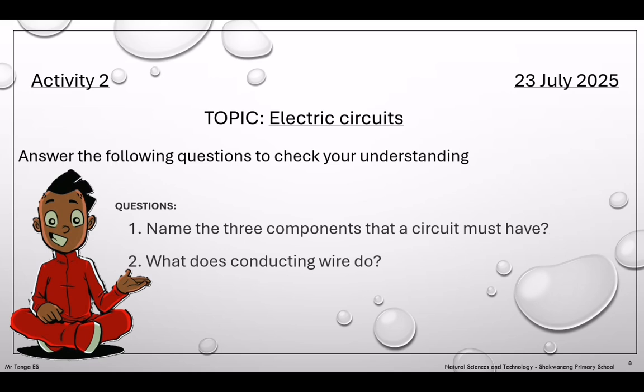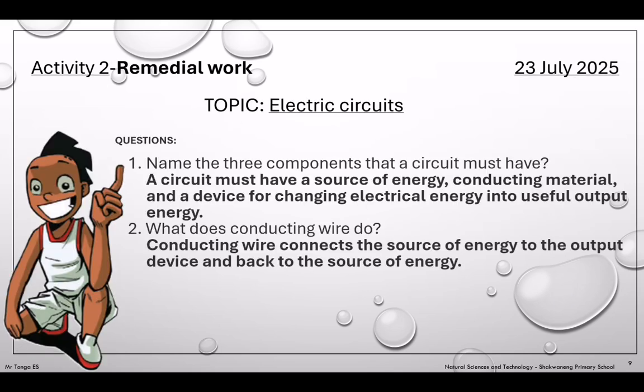Okay, so here's another activity I'd like you to do. There's only 2 questions in this activity, so I'd say I'd give you around about 2 minutes to do the activity. So question number 1 says, name the 3 components that a circuit must have. And question number 2, what does conducting wire do in a circuit? Let's take the 2 minutes to do that. I hope that you did get that one.